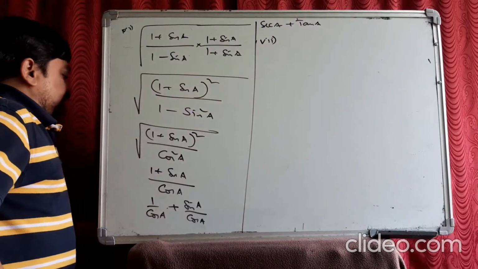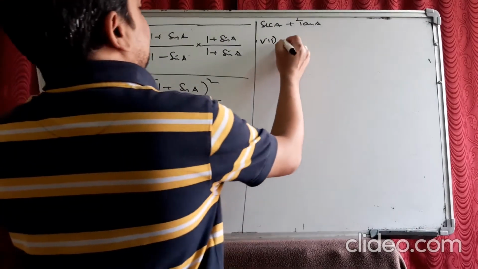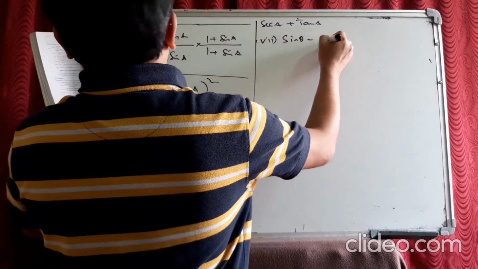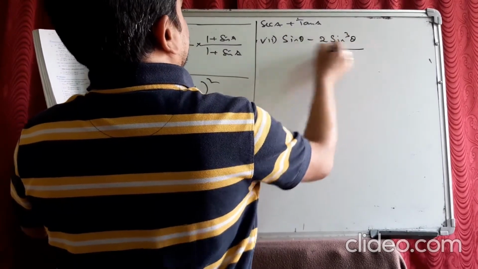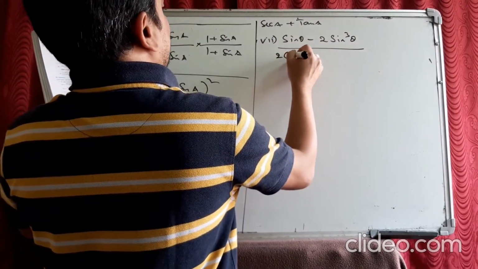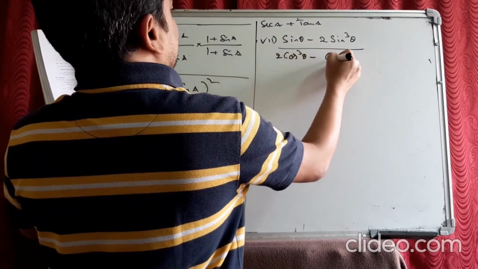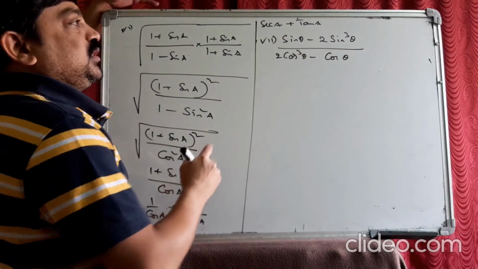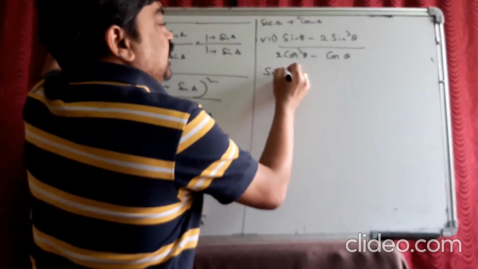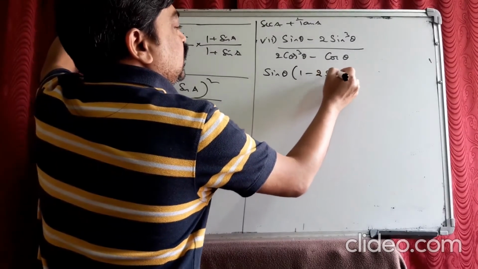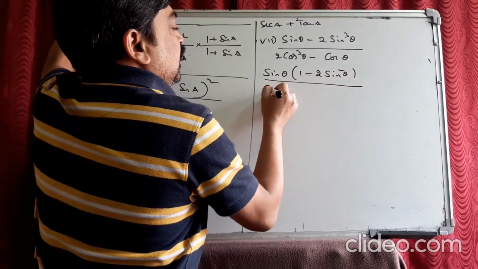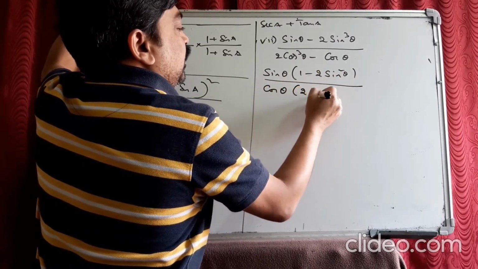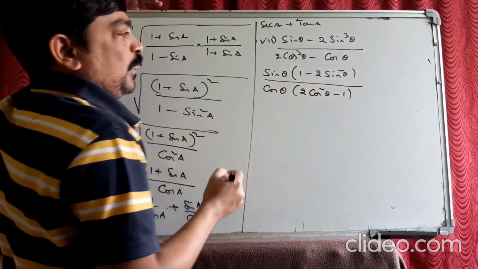Next, seventh one. (Sin theta minus 2 sin cube theta) by (2 cos cube theta minus cos theta). The answer should be tan theta. So what I do is, you can take sin theta common in the numerator, it becomes 1 minus 2 sin square theta. Take cos theta common in the denominator, it becomes 2 cos square theta minus 1.